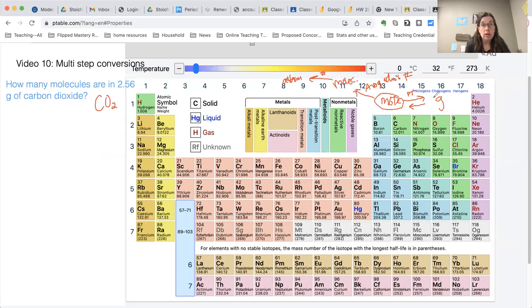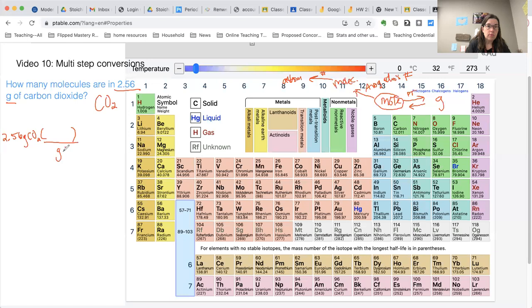And being that you guys are already really good at physics, it should not come as too much of a surprise that you can do multi-step conversions. It's just now we're doing that in the context of chemistry. They want to know how many molecules are in 2.56 grams of carbon dioxide. We're going to start with the number they give us, and then our goal is to get to molecules. So, 2.56 grams of CO2.